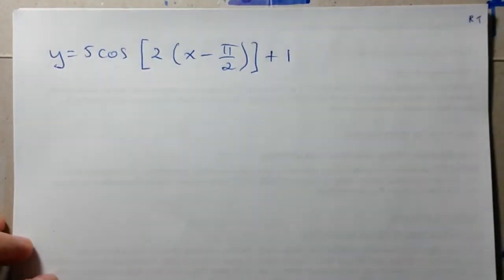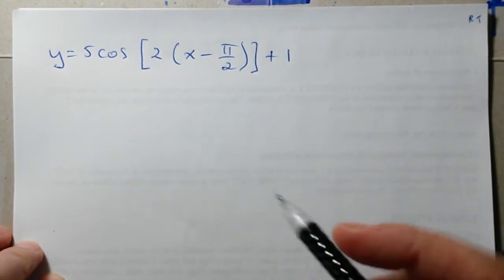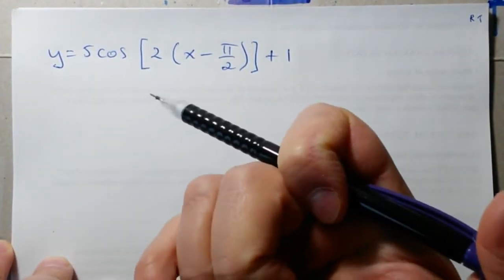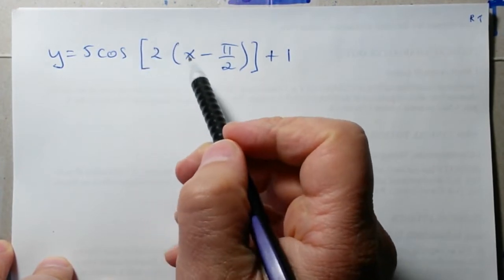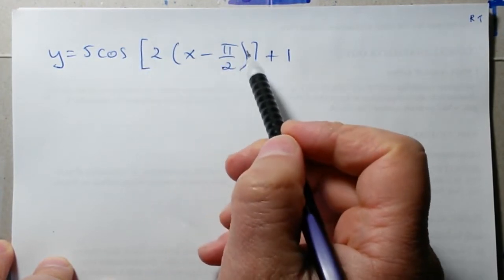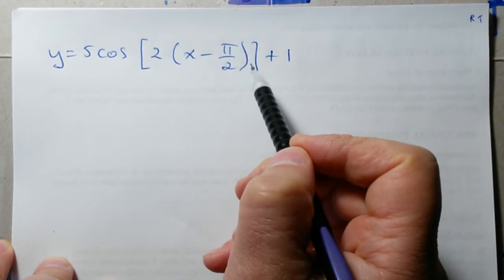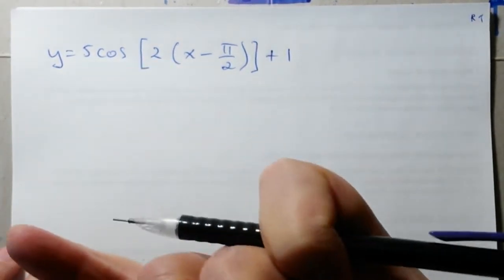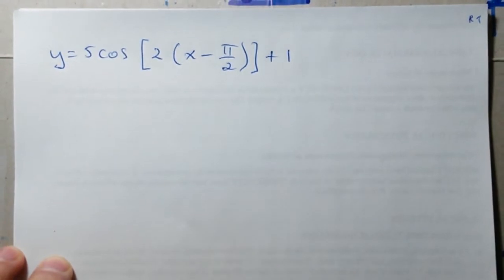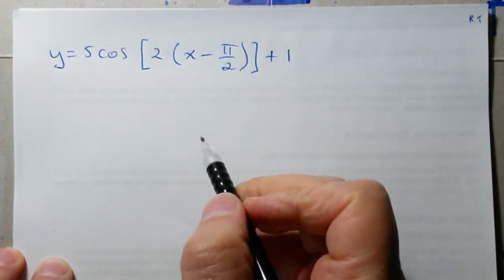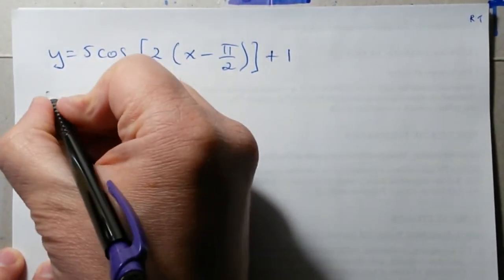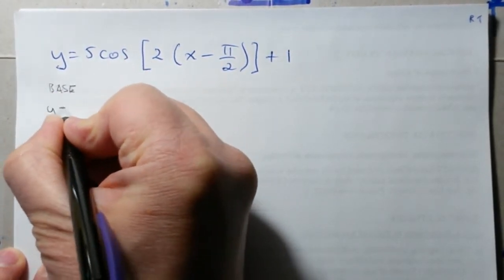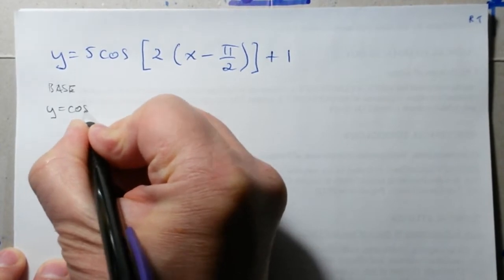Okay, let's take a look at our first example, and it's y equals 5 cosine open bracket 2 open bracket x minus pi over 2 close the bracket, close the square bracket, plus 1. So first, what's the base function for this? Well, let's start with that. The base function will be y equals cosine x.